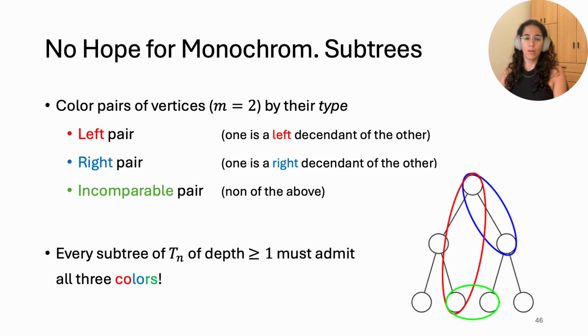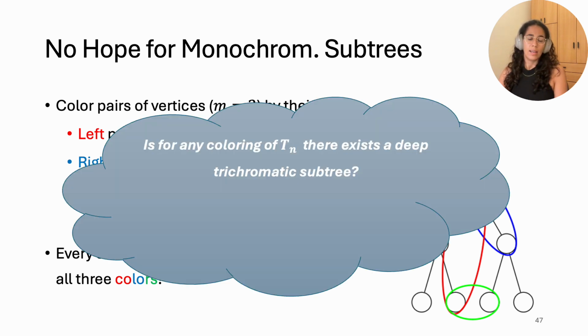Consider the following coloring of pairs, where we color pairs according to their type. We color left pairs with red, where a left pair is a pair of vertices such that one of the vertices is a left descendant of the other. Color right pairs with blue, and color incomparable pairs with green, where by incomparable I mean incomparable with respect to the natural partial order induced by the tree. It is clear that with this coloring, every subtree of T_n with depth at least 1 must see all of those 3 colors. Therefore, we cannot hope for a deep monochromatic subtree.